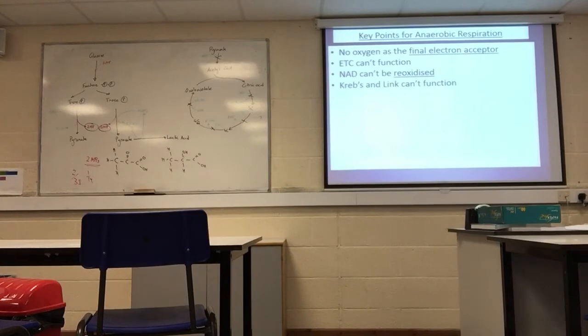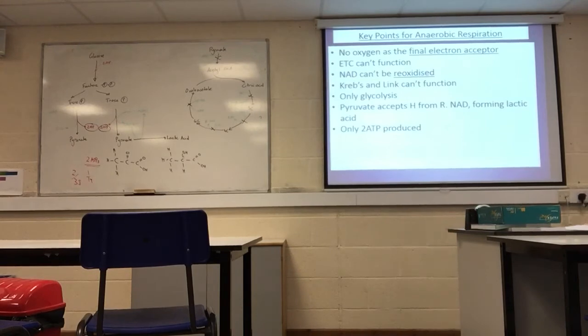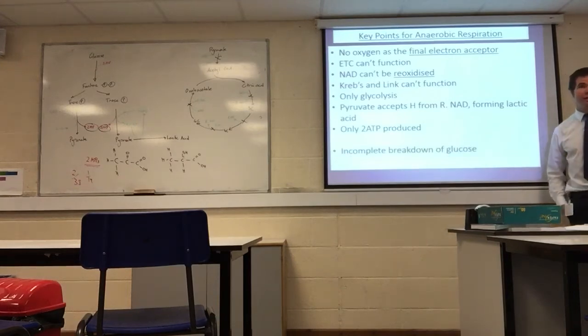That means the Krebs cycle and the link reaction can't function, because we need NAD all the way through them. Only glycolysis can work, and this is why. Pyruvate accepts hydrogens from reduced NAD, forms lactic acid, and we only produce 2 ATPs. And then there's one more point, somewhat separate: it means we get an incomplete breakdown of glucose, and there's still energy in those bonds.